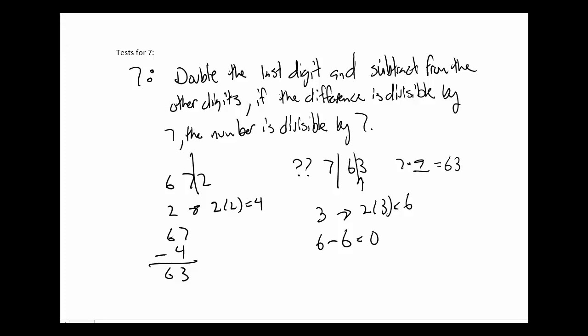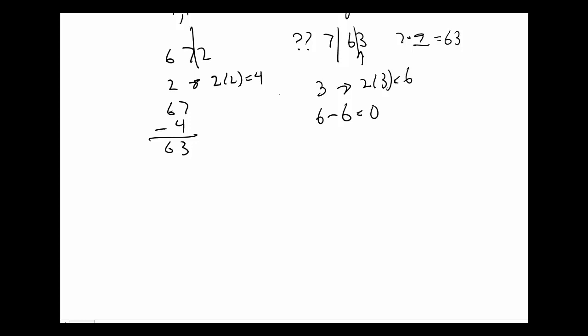Okay, let me get something a little bit bigger that we can play around with. 875. So I'm going to split that up, double the 5, so 87 minus 10 is 77. Well, obviously 77 is divisible by 7, so 7 goes into 875.